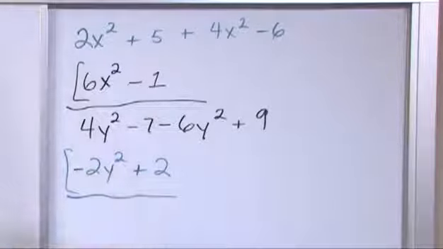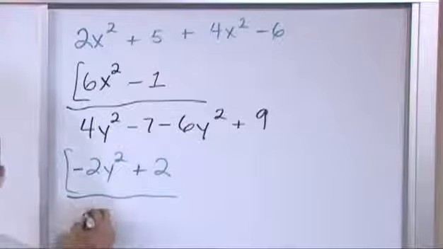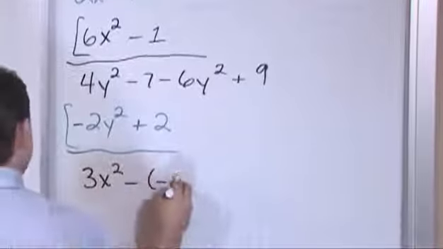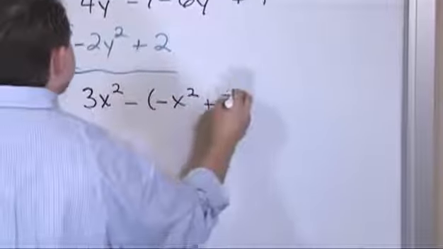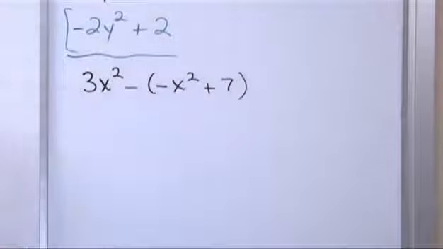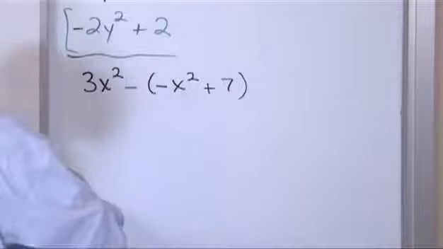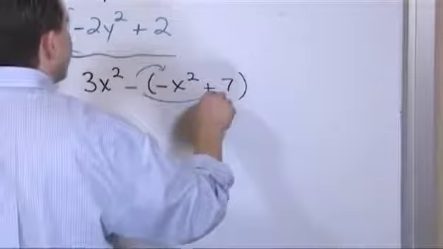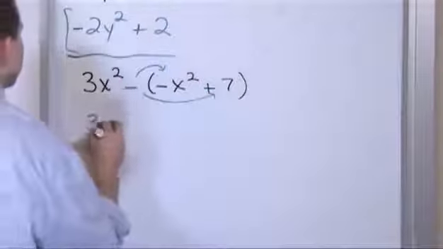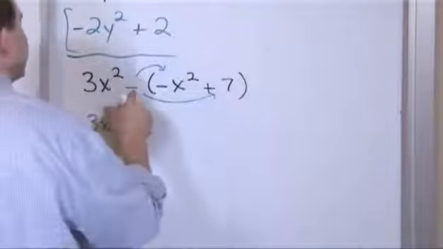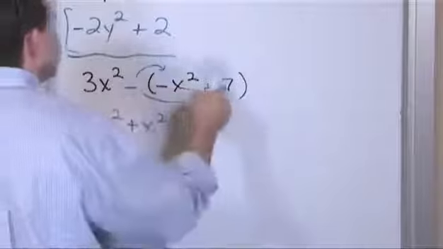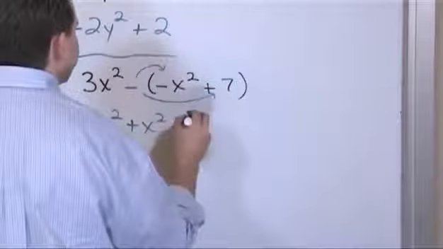All right, what if we have 3x squared minus negative x squared plus 7? So here we're kind of combining two things because we have this parentheses and we have this negative out front here. So we're going to distribute this negative 1 to both places. So we'll have 3x squared, and then negative times negative x squared is going to give me positive x squared. Negative times positive 7 is going to give me negative 7.